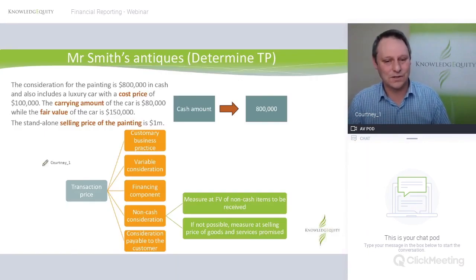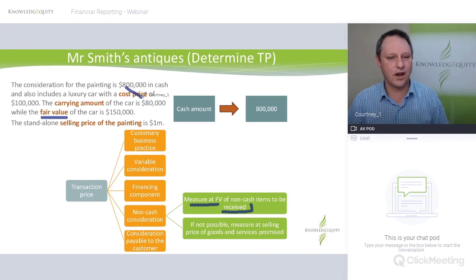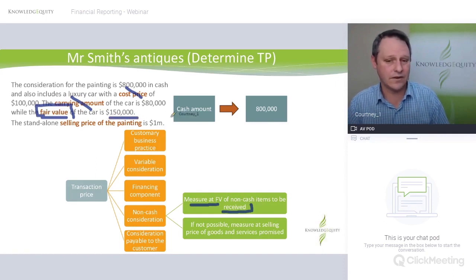But what are the rules? Well, we measure at fair value non-cash items to be received. That's the first thing we do. So we want to start looking for the fair value of the non-cash items. It didn't say find the cost price, and it didn't say find the carrying amount. It said find the fair value. Now we have that at 150,000.